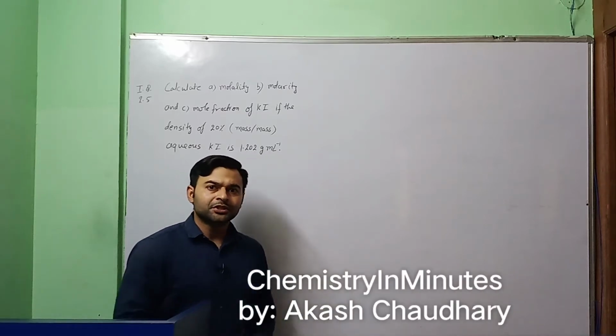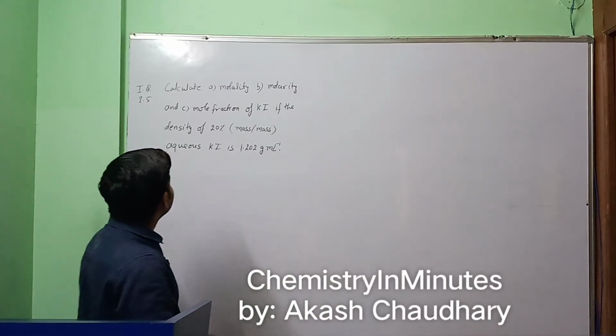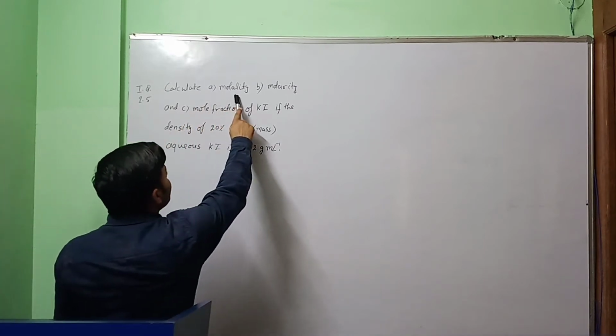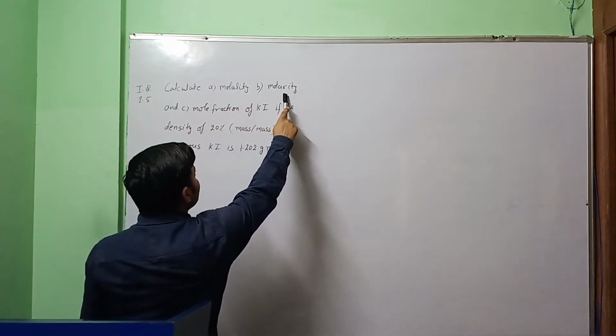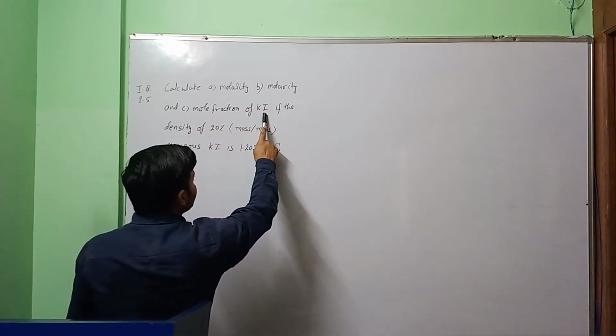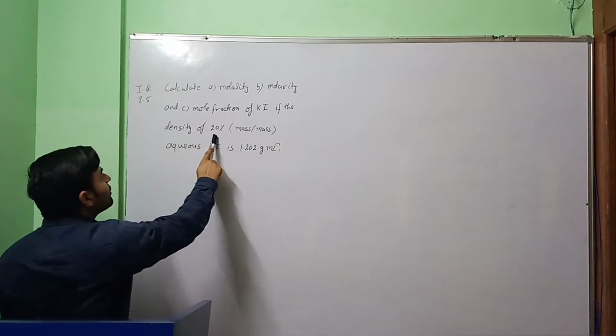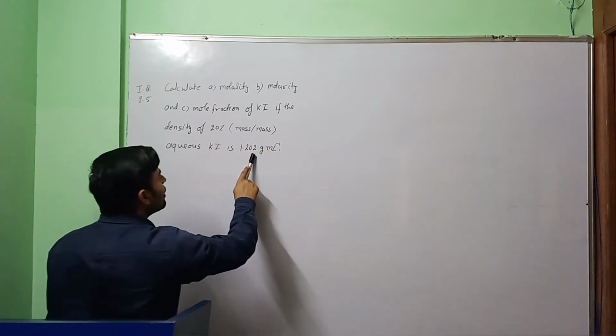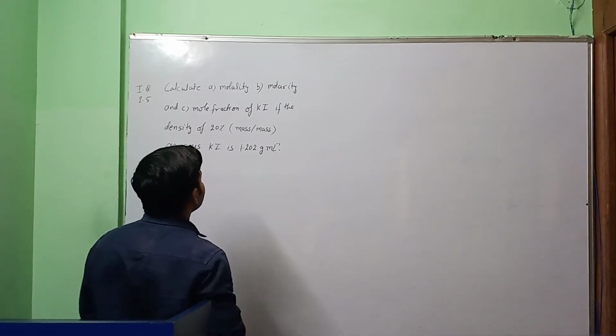Now, the question on the board we have is in text question 2.5: calculate A. molality, B. molarity and C. mole fraction of KI if the density of 20% mass by mass aqueous KI is 1.202 gram per ml.